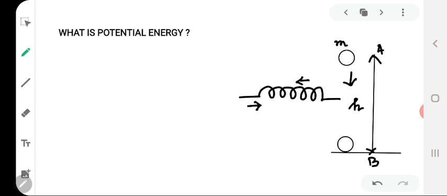For this you may take the examples of the diagrams shown on the screen. In the first case, you can see a spring on which force is being applied from both the directions. What effect is it going to possibly produce? Obviously, it is going to bring about, or rather tend to bring about, a change in the configuration of the spring. Similarly, in the second case, if an object of mass m is falling from position A to position B through a distance h, then there is a change in the position of the object.